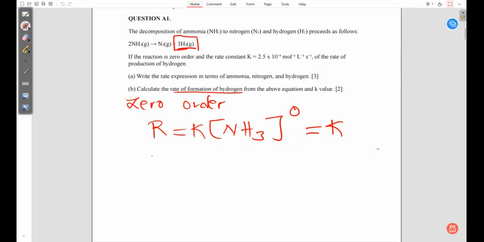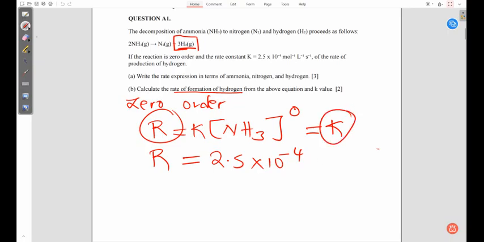Therefore, if we are to determine the rate of this reaction, it has nothing to do with the concentration. It's just equivalent to a constant K, which we were given in the question to be 2.5 times 10 to the power negative 4. The units of K will be the same as R in this case, because it's a zero order reaction and R is equal to K. The units are mol L^-1 s^-1. So this is the rate of the reaction in general.